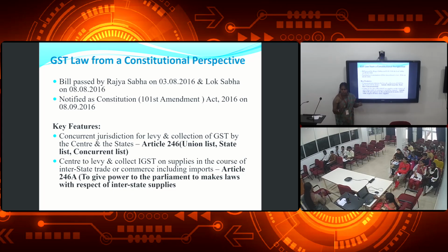Don't get confused. The union list is called the central list. Then the state list and the concurrent list, which is nothing but integrated GST, so both central and state. That is the article passed as Article 246, and Article 246A gives the power. The power is given by the parliament to make laws on interstate supplies. In that they include all the export and import articles. So Article 246 is only for the union list, state list and concurrent list. The parliament has the power to make any kind of laws regarding interstate supplies.